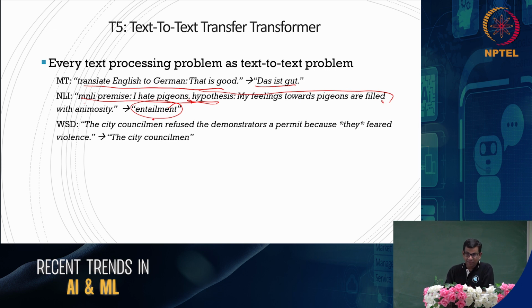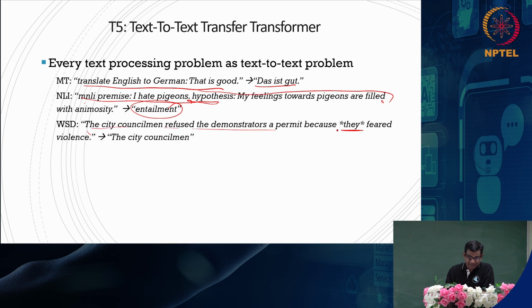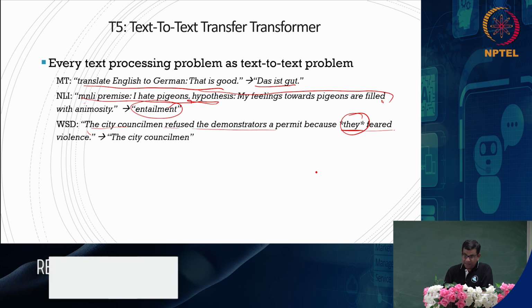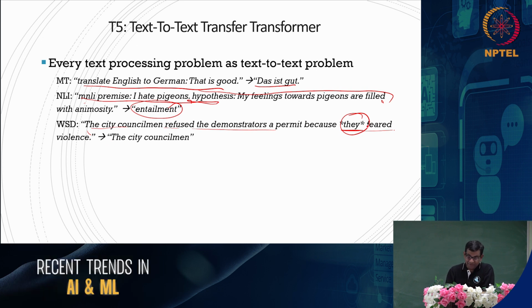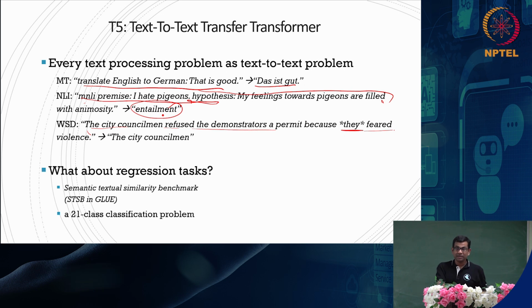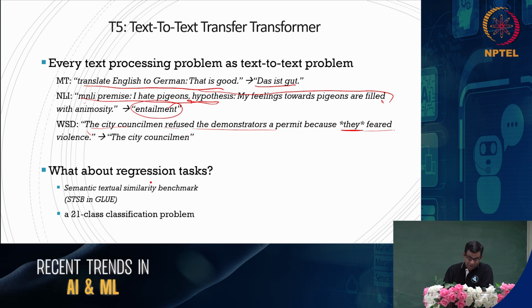Word sense disambiguation means what's the meaning of this word? Are they referring to the city council or something else? So this is the input where this particular word is highlighted, and if this is the input, then city council should be the output. Now what about regression tasks? Will this model be able to do regression? For example, semantic textual similarity, where you have to measure the similarity between two texts. They also converted that into a 21-class classification problem.